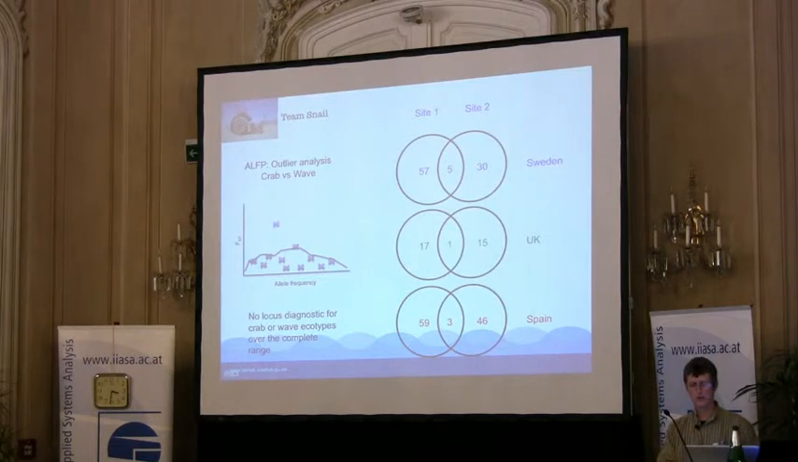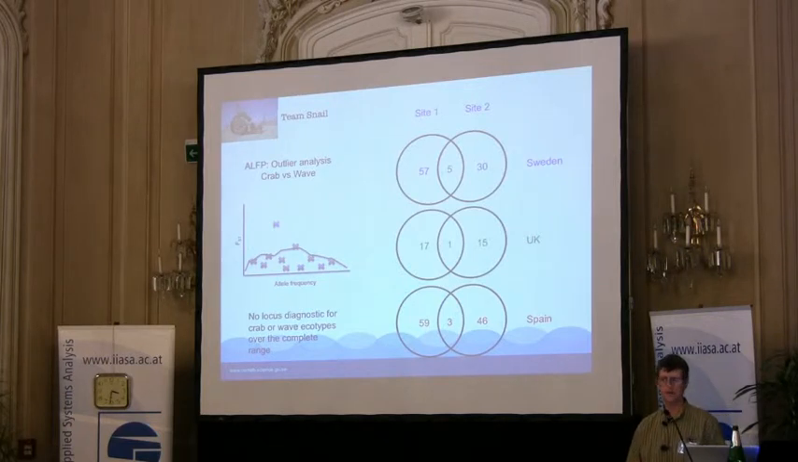In another Swedish site, we found 30 of these. But interestingly enough, only 5 of these were shared between the two Swedish sites. Similarly for the UK, we only had 1 candidate that was shared, and in Spain only 3. So there were quite a few of the genes that were outliers that actually were shared among the sites, showing that they were contributing to the evolution of the different ecotypes.